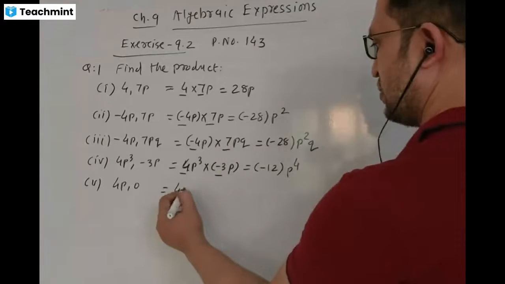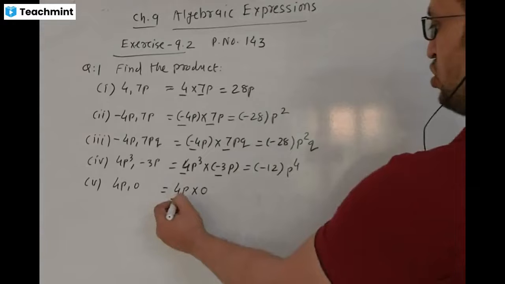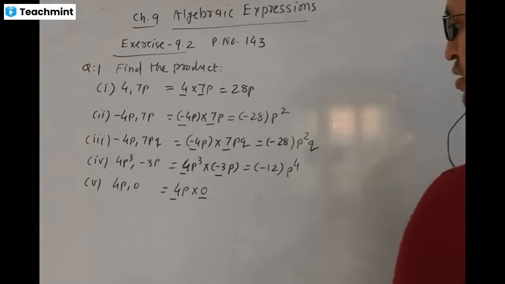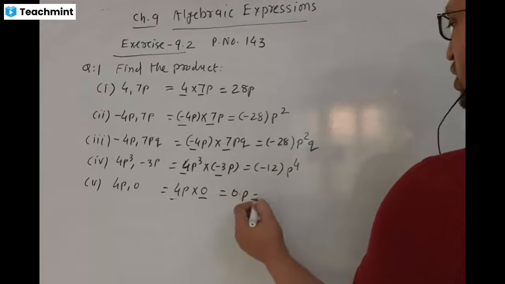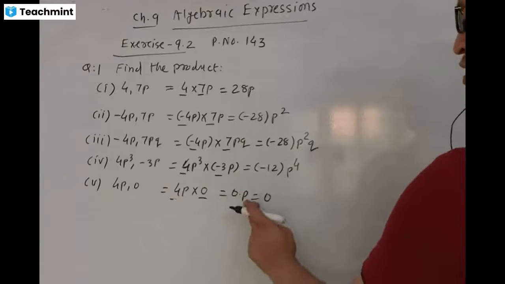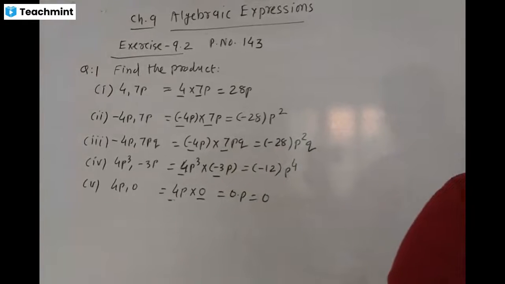Similarly, monomial term 4p multiply with monomial term 0. So constant term multiply with constant term, 4 multiply 0 is 0, and 0 into p. Any number or any variable multiplied with the constant 0, that answer is equal to 0. That answer is 0.